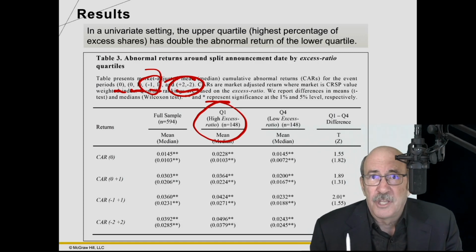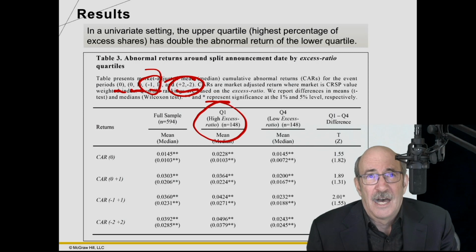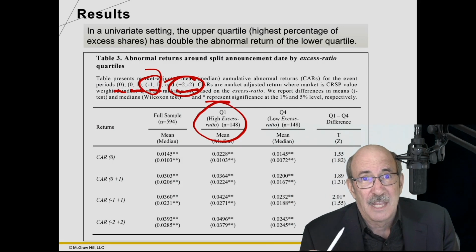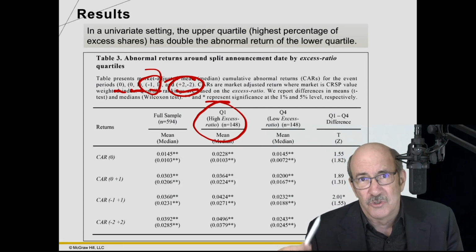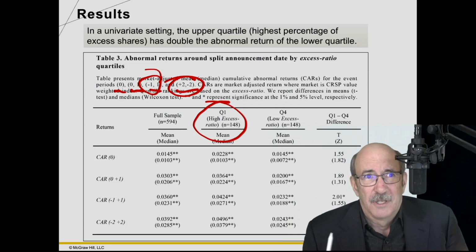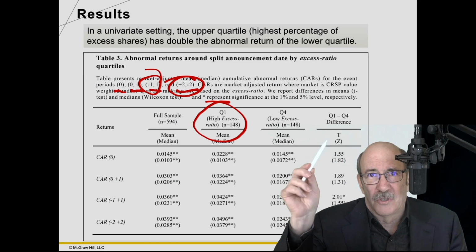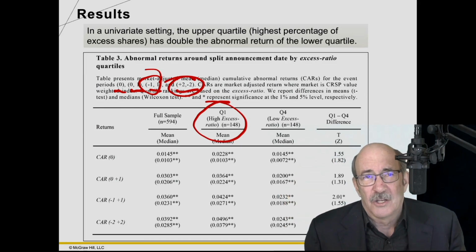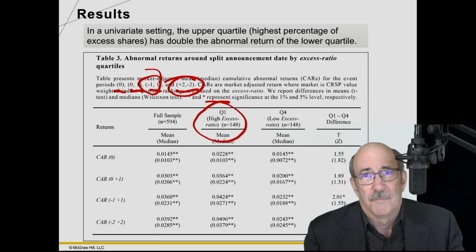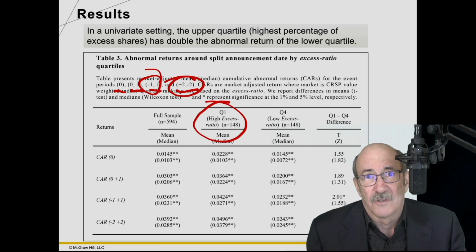And then we look at the cumulative abnormal return on the announcement of a stock split. Remember, one thing I didn't mention at the outset, a stock split actually reduces the amount of excess shares. It reduces the excess ratio. In my example, where we have $1 billion authorized and 300 million issued, and we do a 2-for-1 split, we would then have 600 million issued and only 400 million left for management to use. So it can substantially decrease the excess shares in the excess ratio.